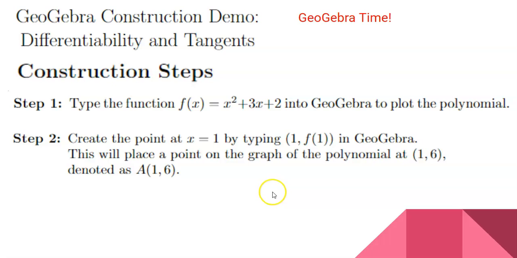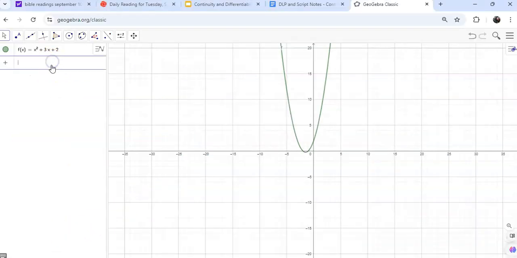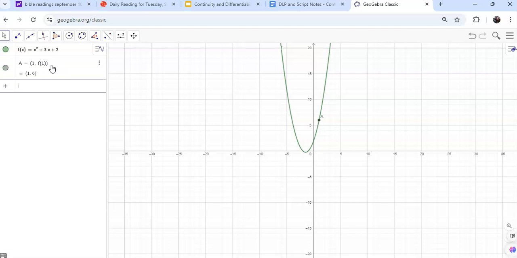Then step number 2, create the point at x equal to 1 by typing 1, f of 1 in GeoGebra. This will place a point on the graph of the polynomial at (1, 6), denoted as point A at (1, 6). We type 1, f of 1, and we are getting point A at (1, 6).